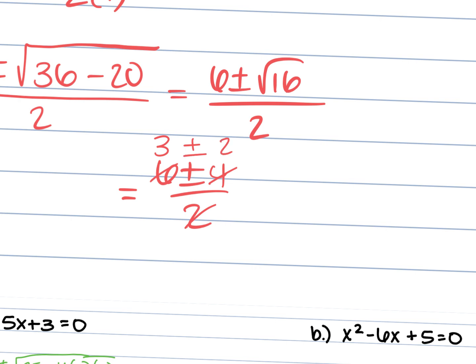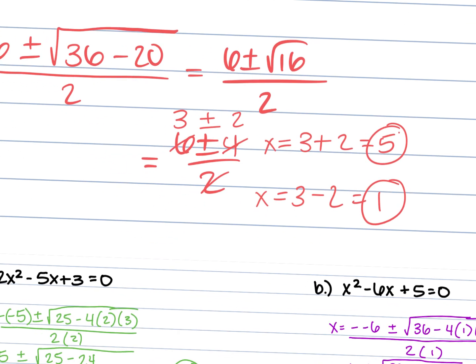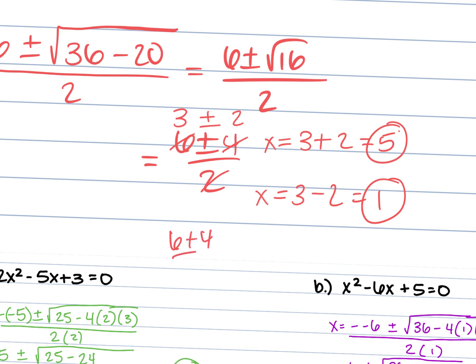And then I did both of the equations equal to 0. Not equal to 0. They're equal to x. Yep. So you got 5 and you got 1. Very good. If you didn't factor out the 2, you would have gotten 6 plus 4 over 2, and you would have gotten 6 minus 4 over 2. This would have given you 10 over 2, which is 5, and this would have given you 2 over 2, which is 1. I got it right here.